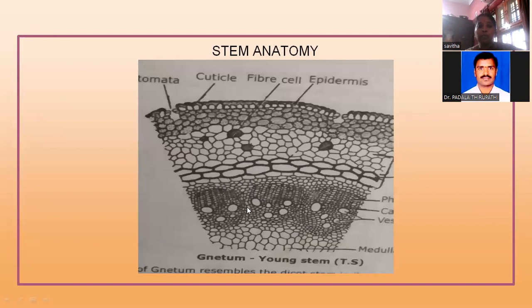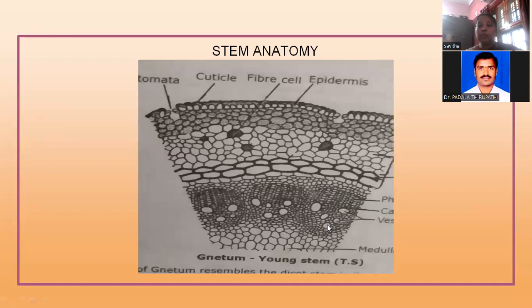When you come to the vascular cylinder, a centrally located vascular cylinder is there. A pericycle is also not distinguished clearly, and 12 to 24 vascular bundles are arranged in a coral-like fashion, where the vascular bundles are conjoined, collateral, open type, and endarch in condition. Open means cambium will be present, which helps in the secondary growth.